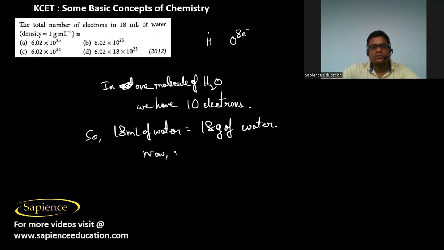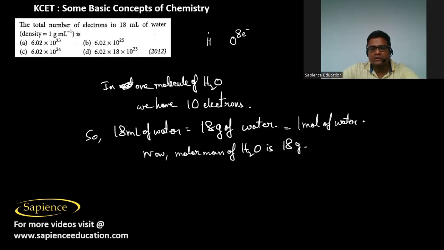Now the molar mass of water is 16 plus 2, that is 18 gram. So here we have 1 mole of water, 1 mole of water molecules. It means we have Avogadro number of water molecules, so 6.02 into 10 power 23 molecules of water.